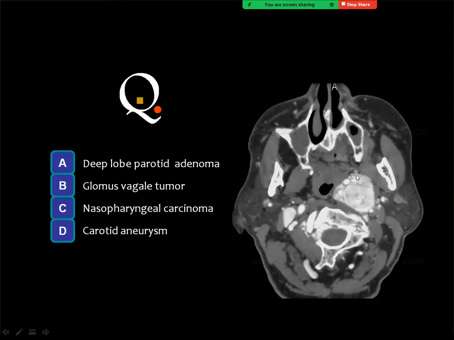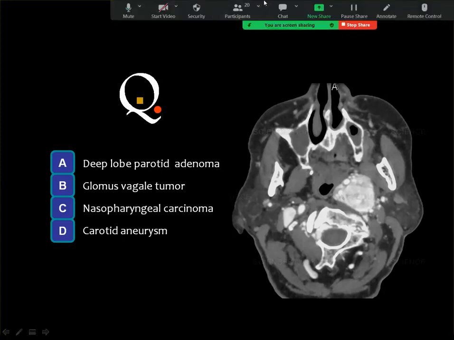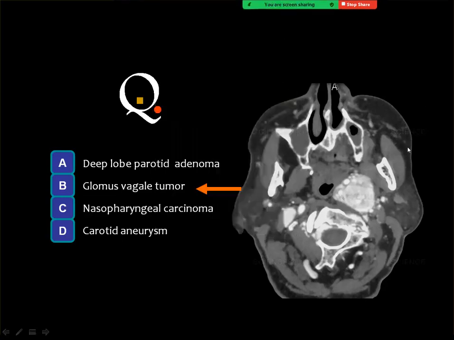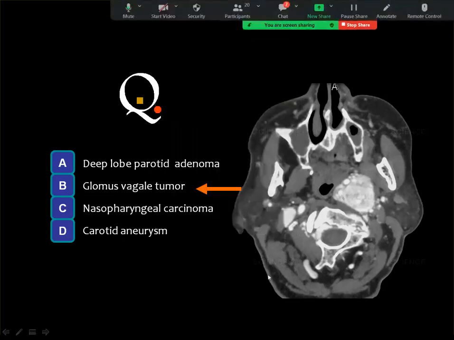A lesion in the parapharyngeal space: is this deep lobe parotid adenoma, glomus vagal, nasopharyngeal carcinoma, or carotid aneurysm? Yes, and this is glomus vagal. Yes, the answer is right.